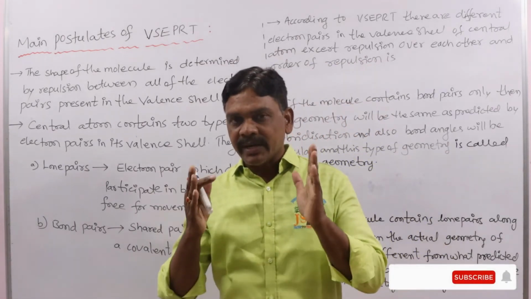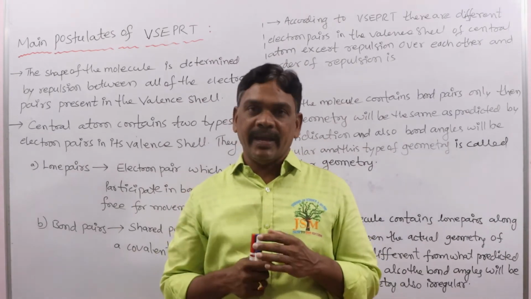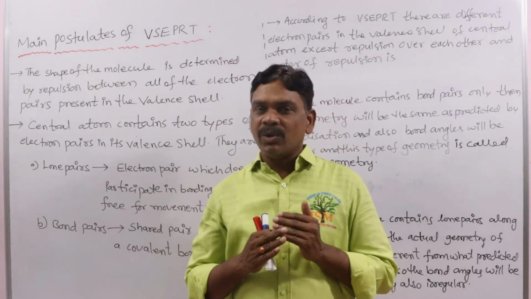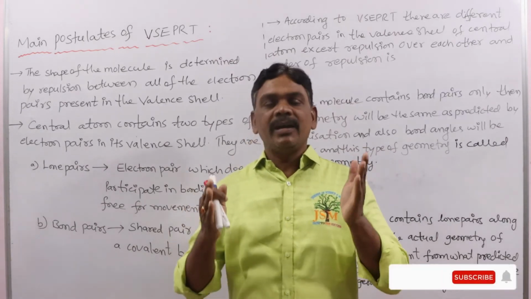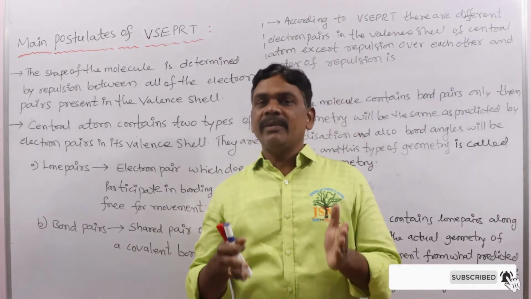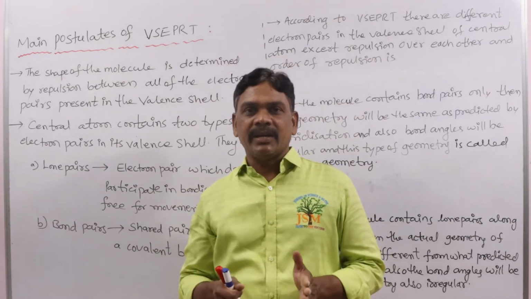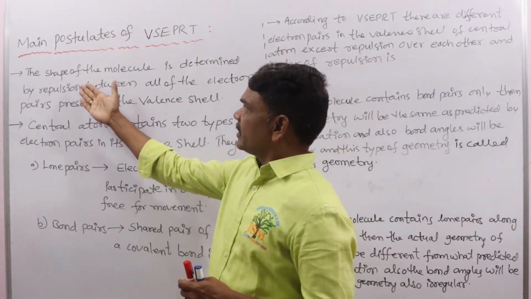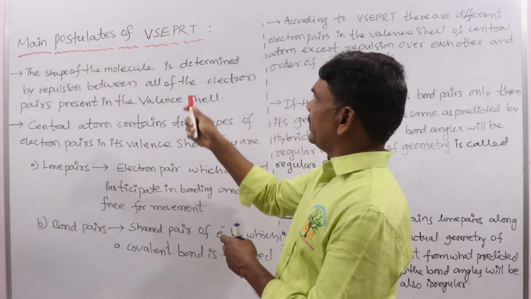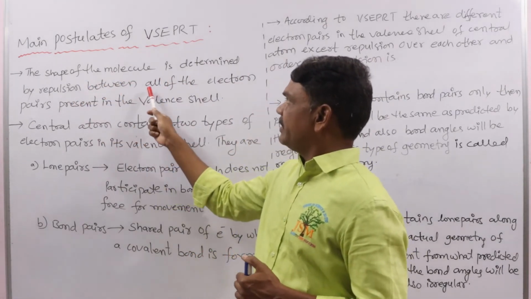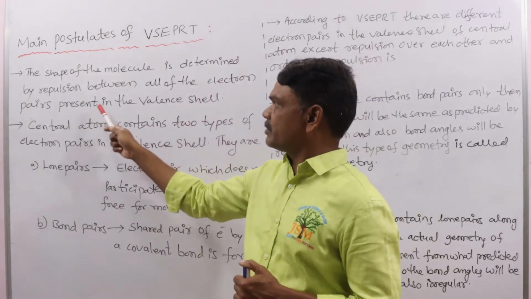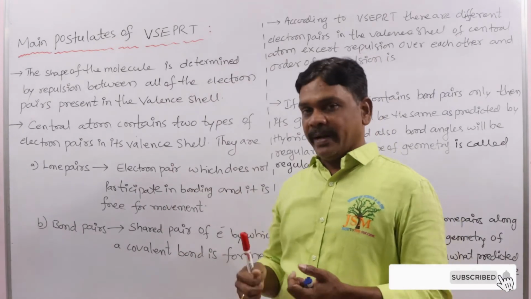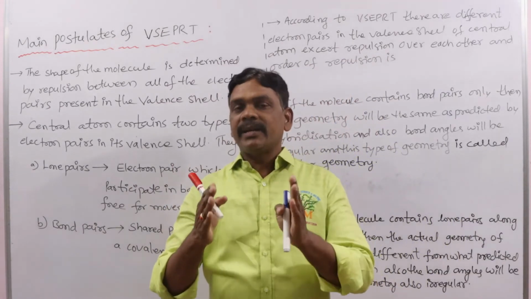We know that if the central atom contains any lone pair, deviation compulsorily occurs. If there is no lone pair, then whatever geometry and bond angle we predicted from hybridization is present in that molecule. So that is the first point. The shape of the molecule is determined by repulsions between all of the electron pairs present in the valence shell.